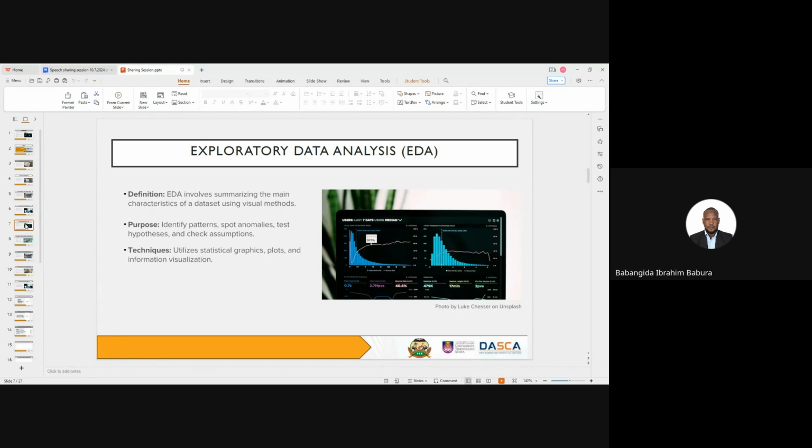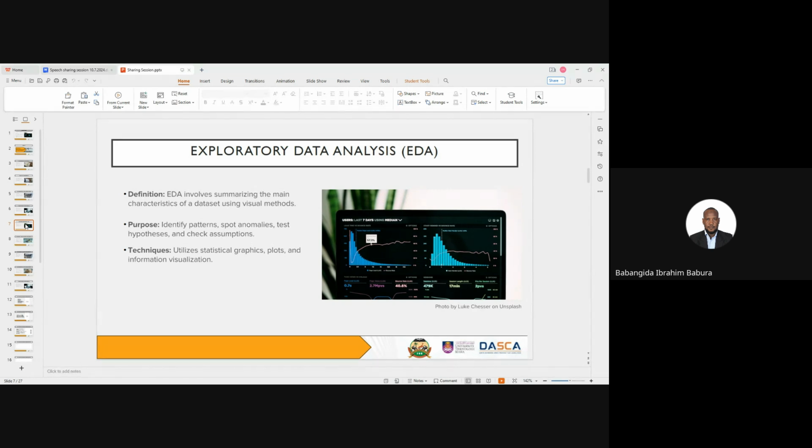Good. Exploratory data analysis is the focus of my discussion, and it has some relation with visual analytics. Exploratory data analysis involves summarizing the main characteristics of data using visual methods. Some of the tools used in visual analytics were first developed in the field of exploratory analysis, which is my core area of research. I did my PhD in this field.